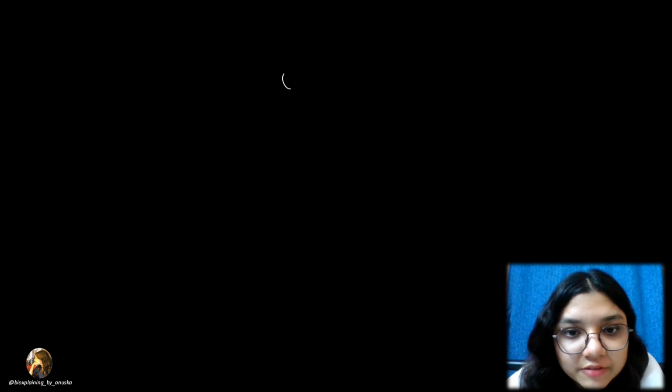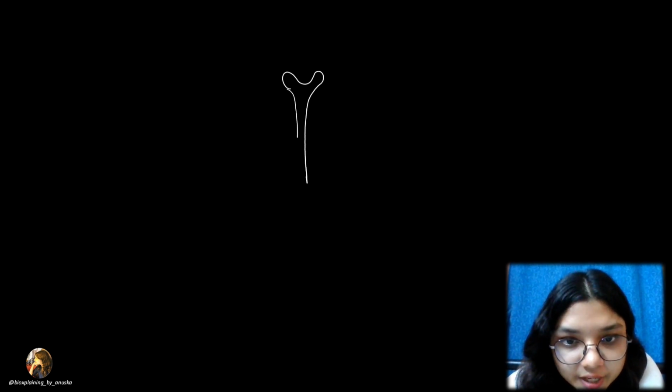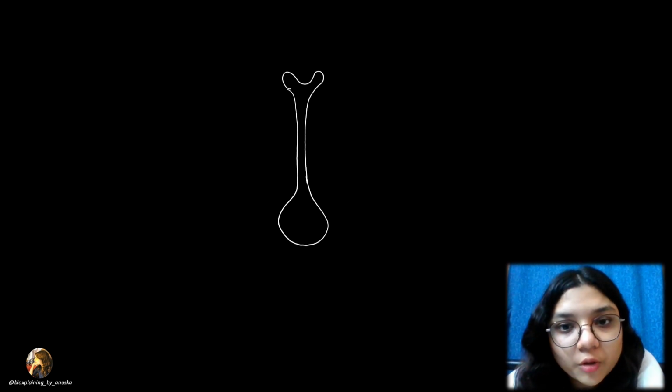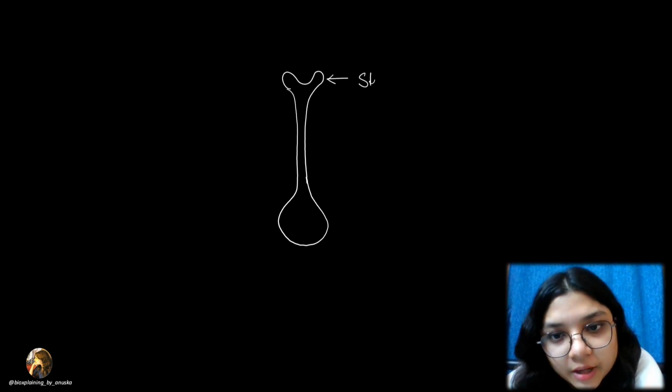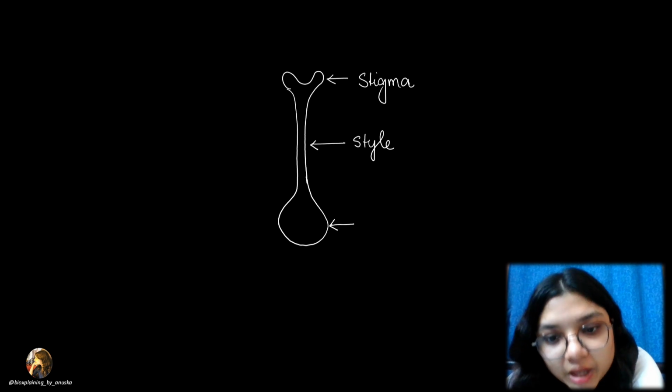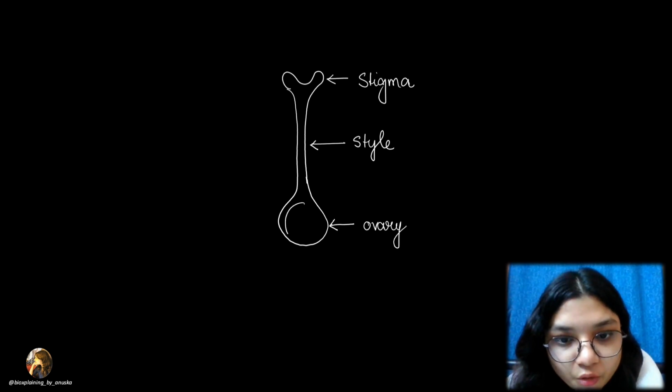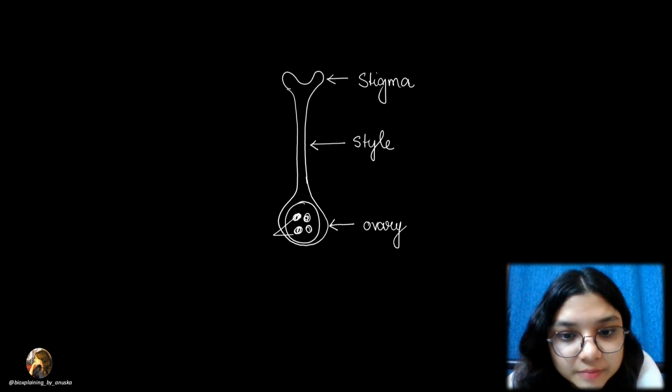So what do we have? We have the female reproductive part, that is the pistil, right? So this is the female reproductive part. The top part here is the stigma. Then the long slender part is the style, and the basal, bulged part is the ovary. And inside the ovary, what do we have? Inside the ovary, we have the various ovules.